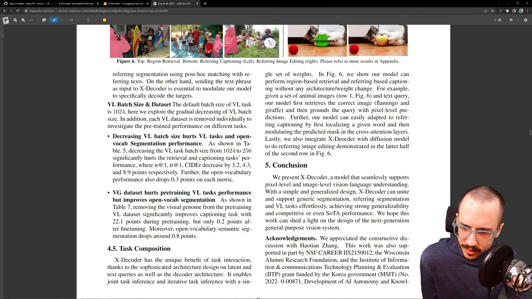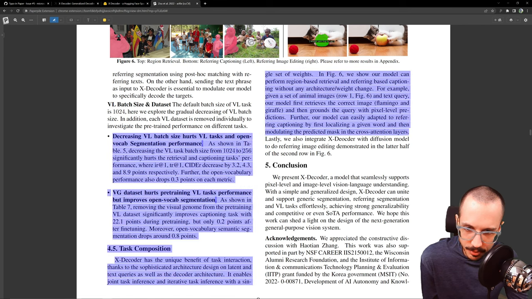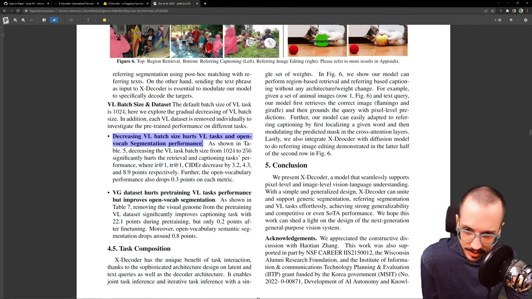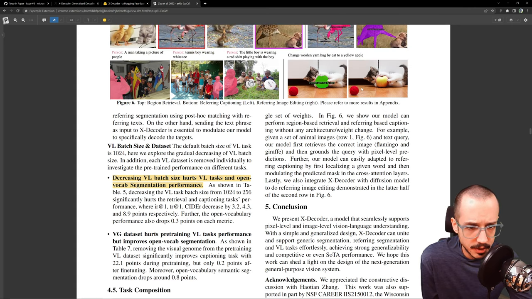Okay. Decreasing vision language batch size hurts vision language tasks and open vocab segmentation performance. So bigger batch sizes, right, smooth out your training. A generic bag of tricks best practice is don't decrease the learning rate, increase the batch size. There's a famous paper that argues for the reasoning for that. Sure, a model can perform region-based retrieval.